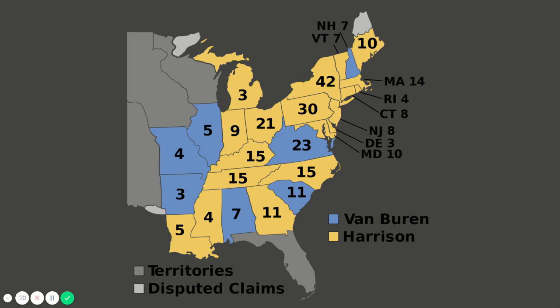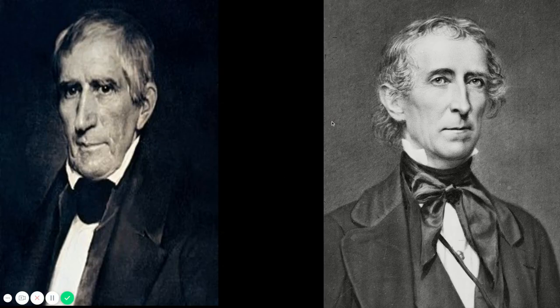He lost his home state of New York, and even though it was pretty close by the popular vote, the electoral vote was pretty embarrassing for Van Buren. William Henry Harrison became the 9th president, and John Tyler became the 10th vice president of the United States.